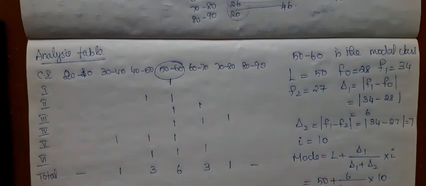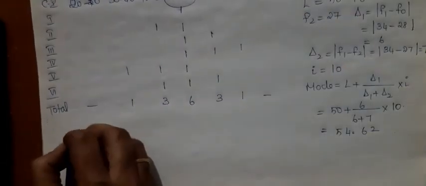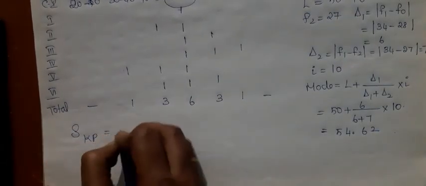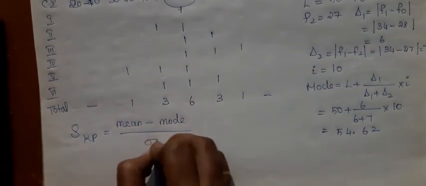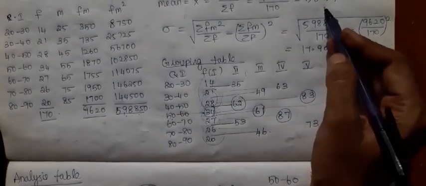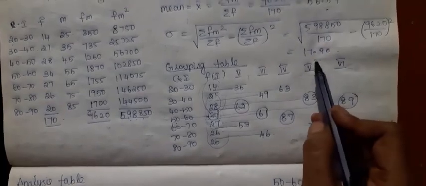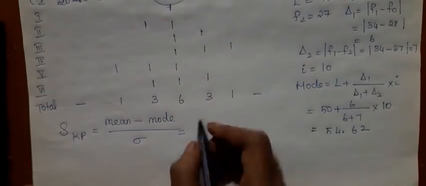Your answer is 54.62. Okay, for mode it is 54.62. Now let us compute the Karl Pearson coefficient of skewness, which is mean minus mode divided by sigma. We computed the mean as 56.59 and standard deviation as 17.90. Let us use those values here.